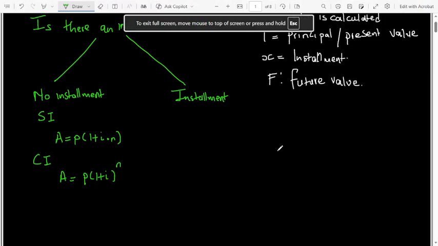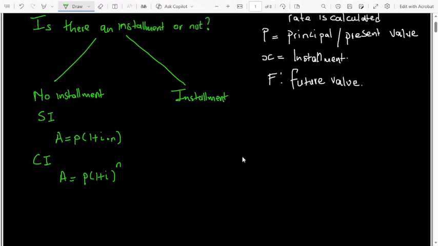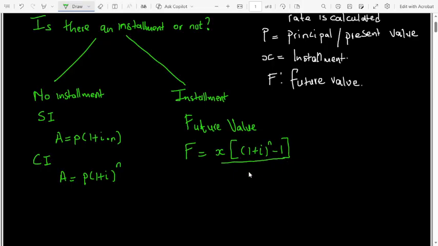So if you have an installment, this will be the future value. If it is the future value, which formula are we going to use? F will be equal to X, then I'm going to open big brackets. Inside the bracket we'll have (1 plus I) to the power N. Please just copy the formula the way it is on your formula sheet. This is divided by I.